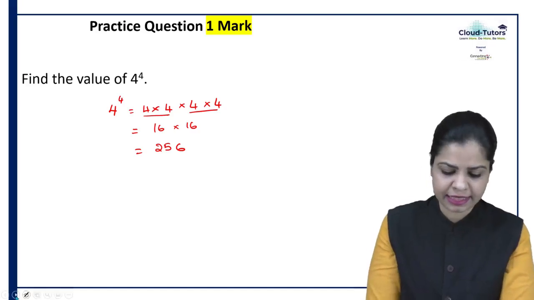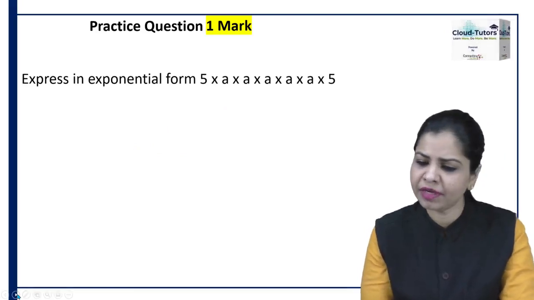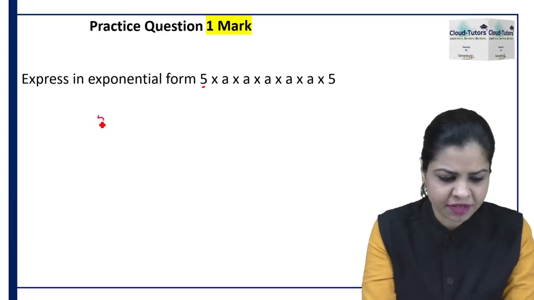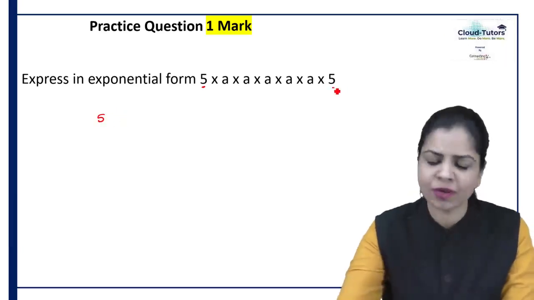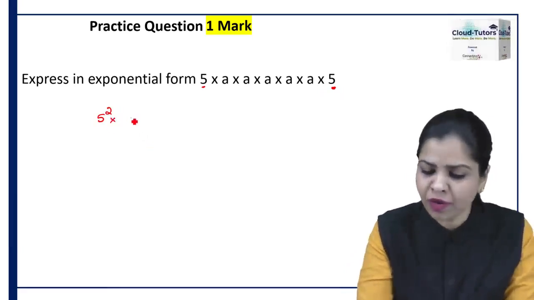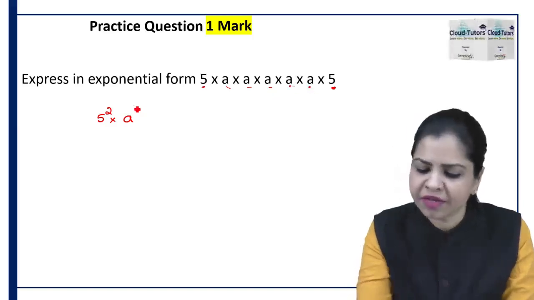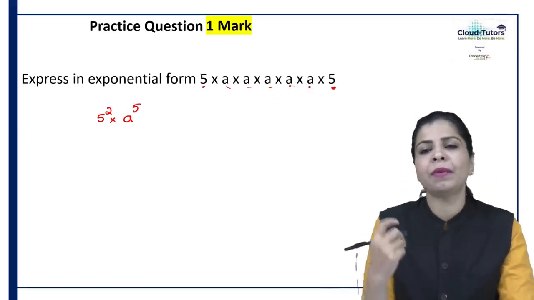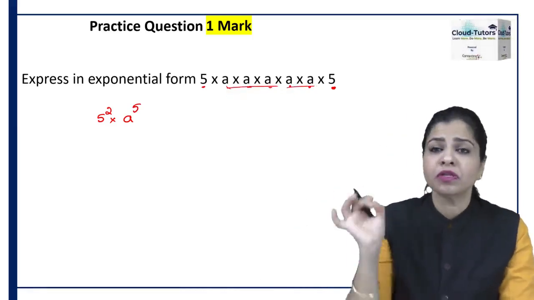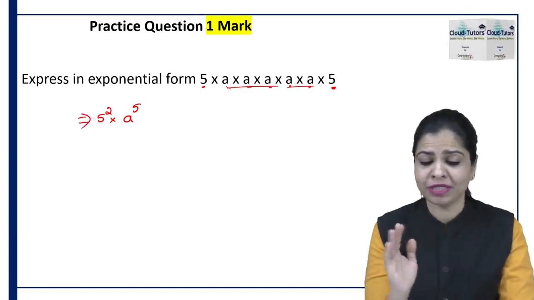Okay, let's see the next question. Express in exponential form 5 into a into 5 into a. So first I have 5, so let me write how many 5s do I have. I have 2 5s. So 5 power 2 into a, how many times do I have? 1 2 3 4 and 5. So 5 power 2 and a power 5. Correct? Did we miss something? No. So this is the exponential form of the given question. I hope this is clear.